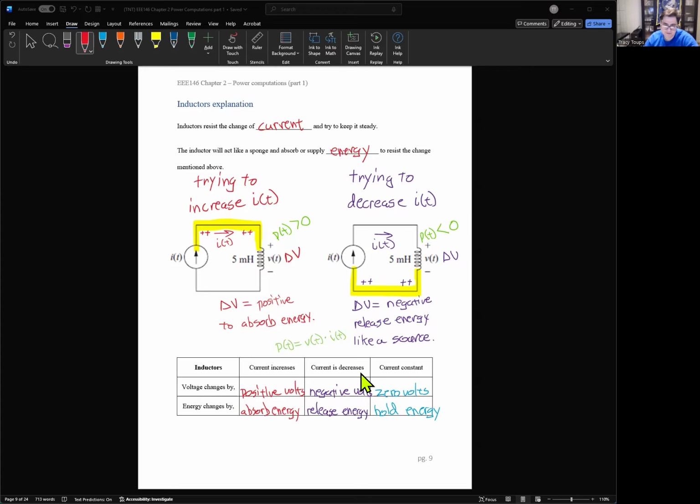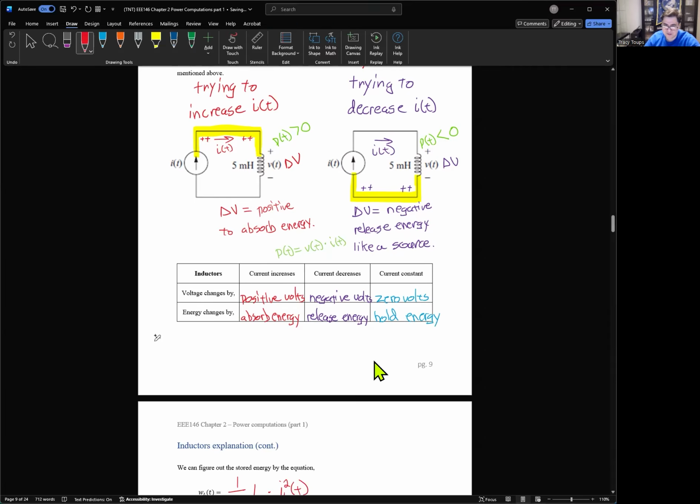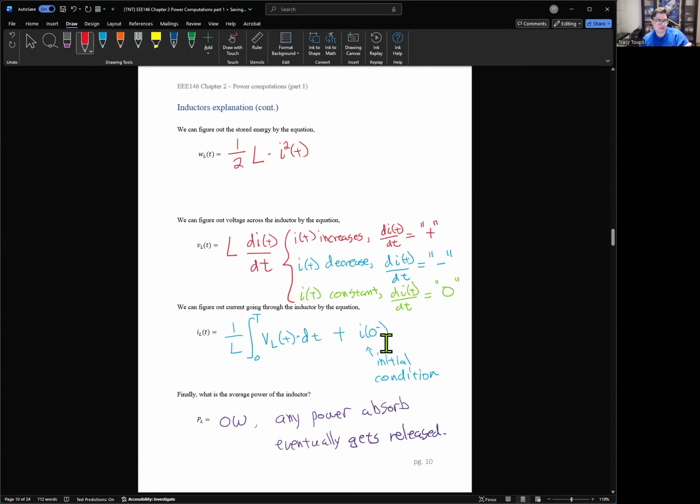All right, actually, let's spell this. "Should decreases," I'm going to change that. Okay. So that's in English what happens with the inductor. Now we've got to do some math because we always do circuit analysis.